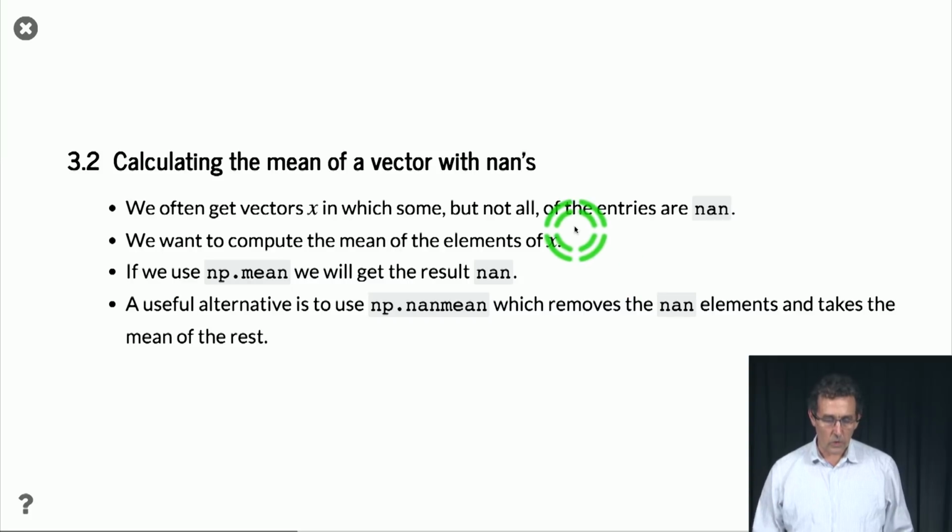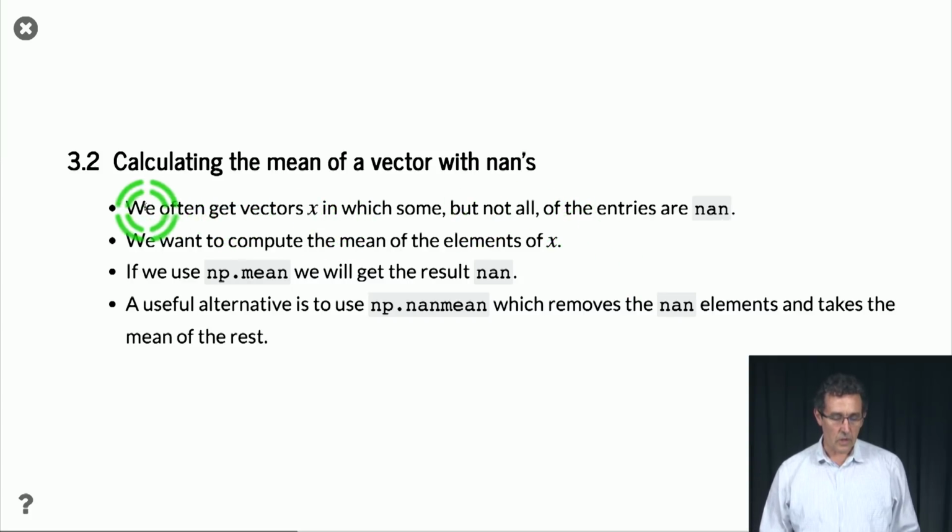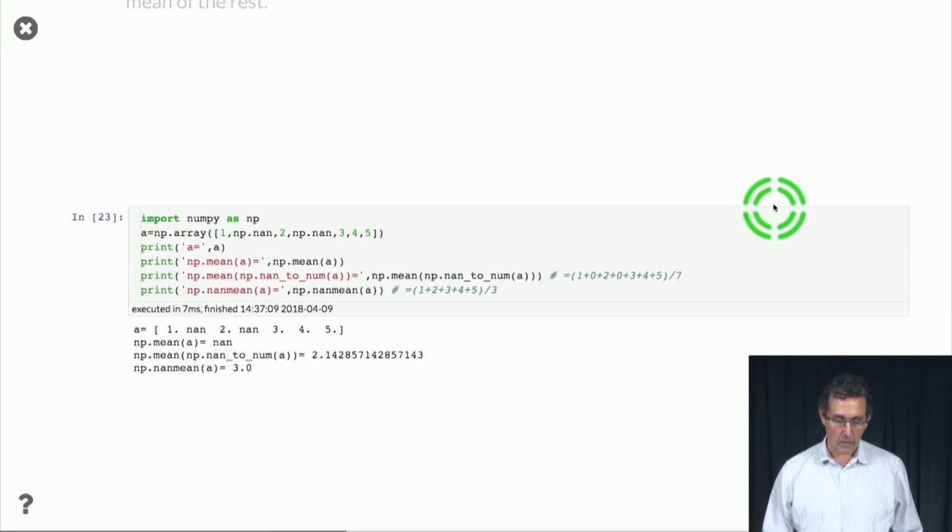So what are those? So if we have a vector such that some but not all of the entries are None, and suppose we want to calculate the mean of the elements of X, if we use just NumPy mean, we will get None, even if there is just one None. On the other hand, if we use NumPy nanmean, it will remove all of the None elements and take the mean of the rest. So let's see an example.